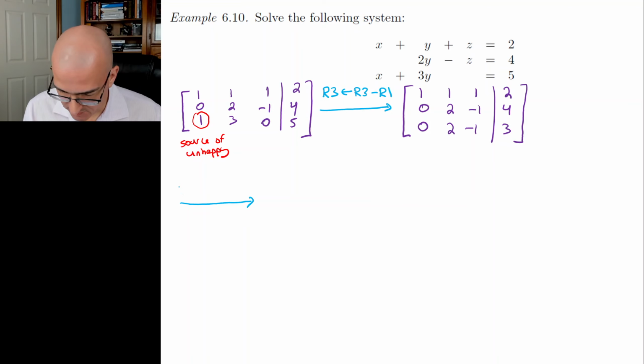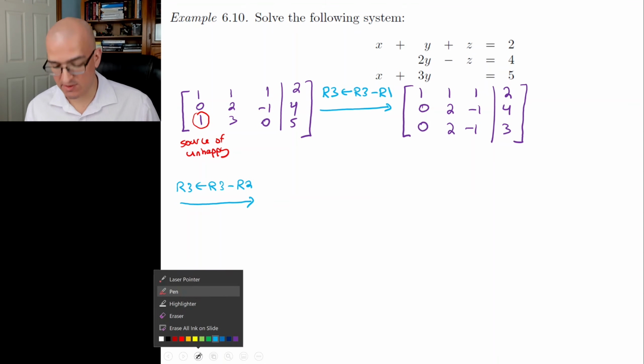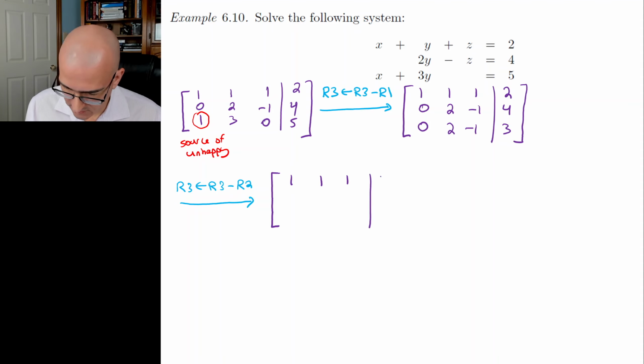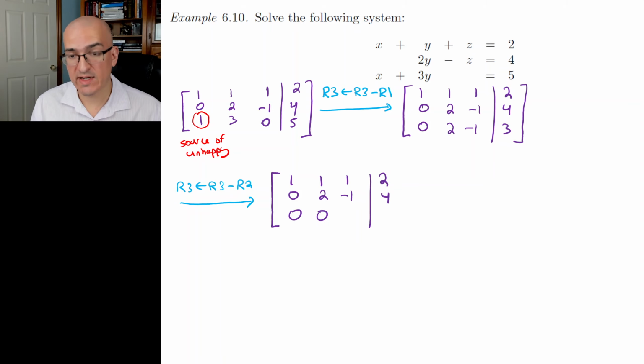So the next move is I'm going to replace row 3 by row 3 minus row 2. It's nice to zero things out. I guess if you're wondering why I chose to do this, well, I can zero a lot of stuff out this way. I can make smaller numbers, make my subsequent steps easier. That's my thinking right now. 1, 1, 1, 2, 0, 2, negative 1, 4, and now 0 minus 0, 2 minus 2, 0, negative 1 subtract negative 1, which is 0, and then 3 subtract 4, which is negative 1.